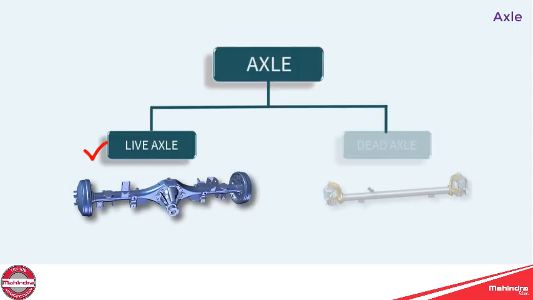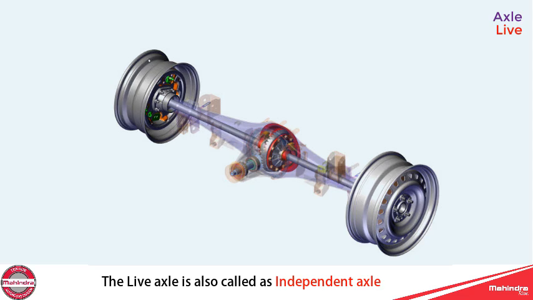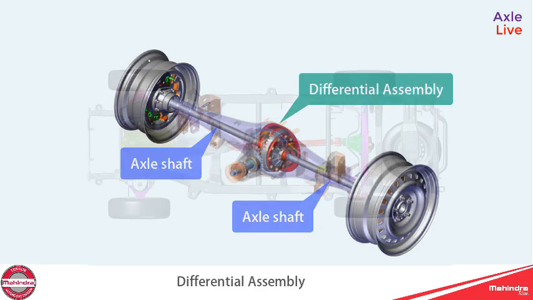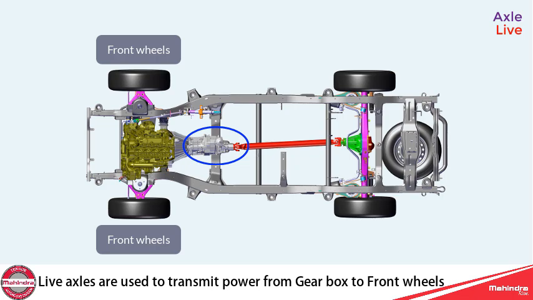Live axle. The live axle is also called as independent axle. It consists of two main components, axle shaft enclosed in axle casing and differential assembly. Live axles are used to transmit power from gearbox to front wheels.